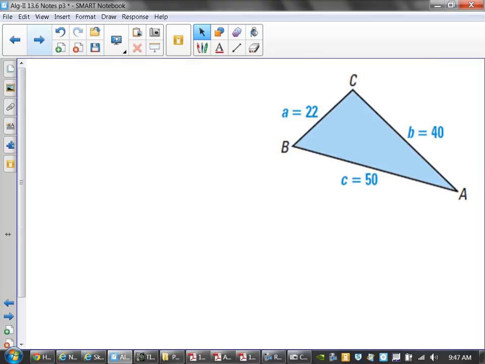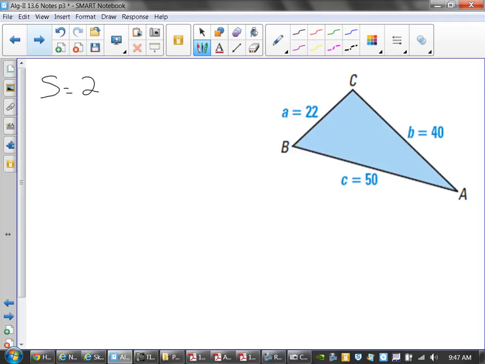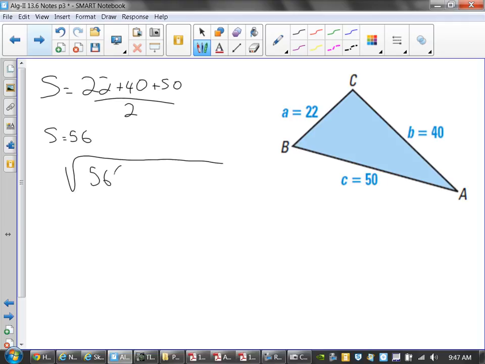If I have side lengths of 22, 40, and 50, the first thing I want to do is find the value of S. I just add them all up and cut it in half. Half of that is 56. So the value of S is 56. So square root of 56, times 56 minus 22, 56 minus 40, 56 minus 50.